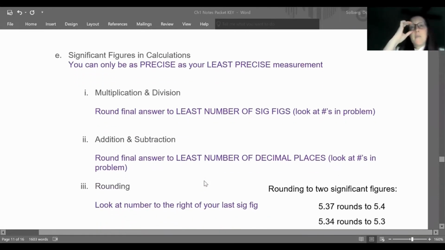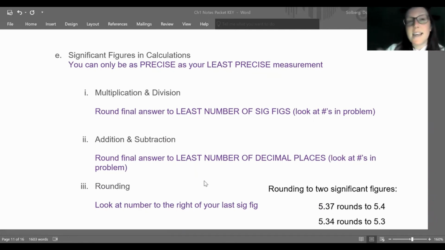Okay, we're almost there. Last thing I need to talk about is using significant digits in calculations. So your first lab is going to be based on density. Density is mass over volume. You're going to have to do calculations with these measurements. You're probably almost always going to have to do calculations with your measurements. So it's important that you know how to use significant digits when you're doing math with them.